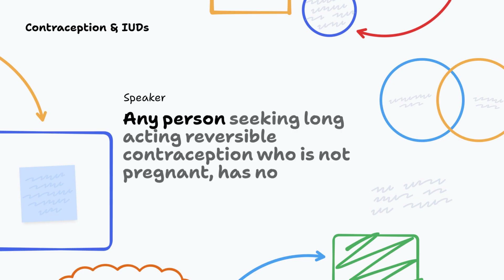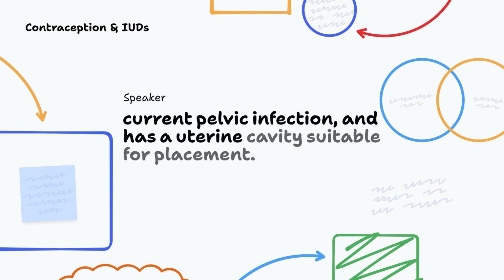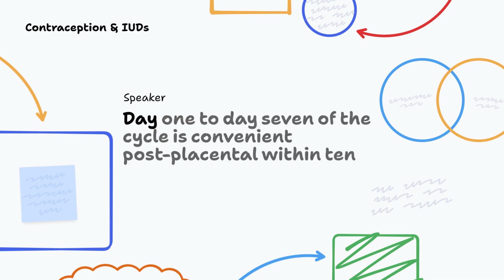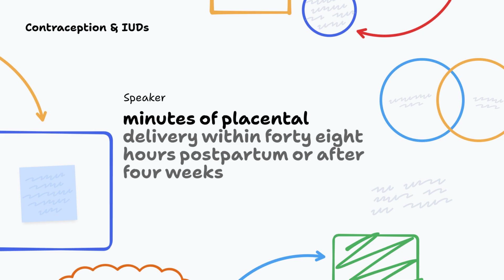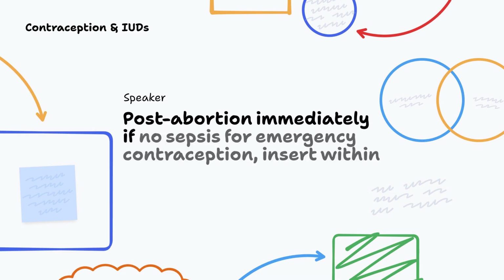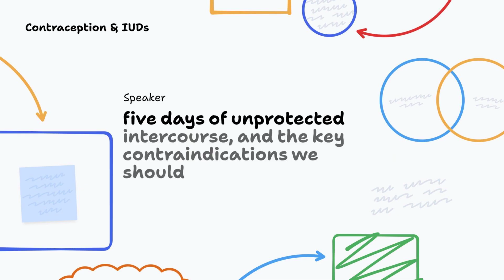Who? Any person seeking long-acting reversible contraception who is not pregnant, has no current pelvic infection, and has a uterine cavity suitable for placement. Nulliparity is not a contraindication. When? Any day you are reasonably certain the person is not pregnant, day 1 to day 7 of the cycle is convenient, post-placental, within 10 minutes of placental delivery, within 48 hours postpartum or after 4 weeks postpartum, post-abortion immediately if no sepsis. For emergency contraception, insert within 5 days of unprotected intercourse.